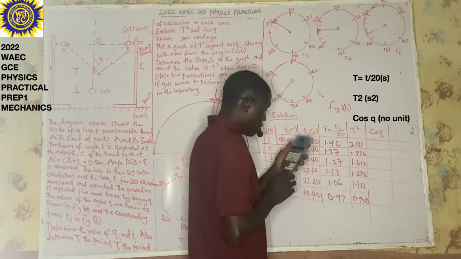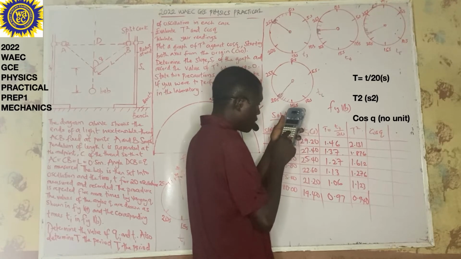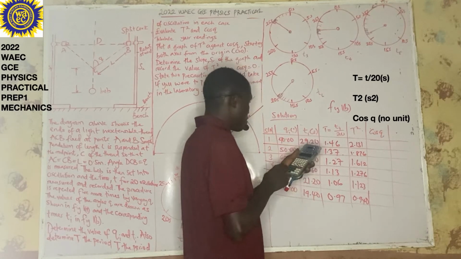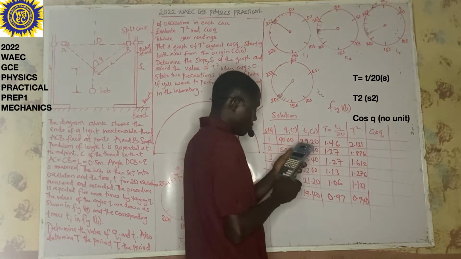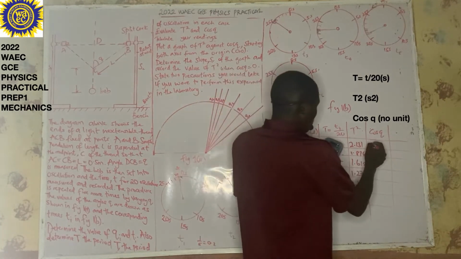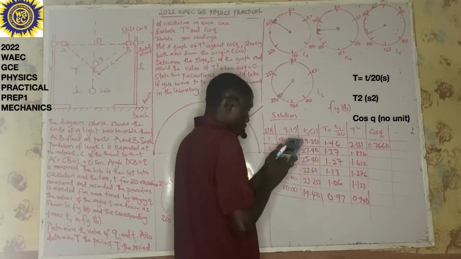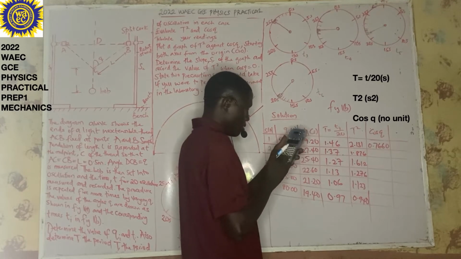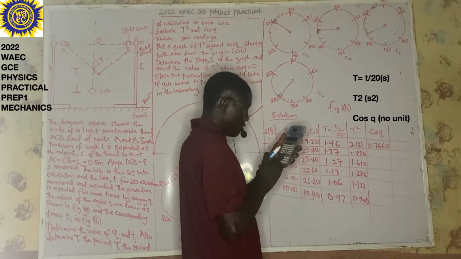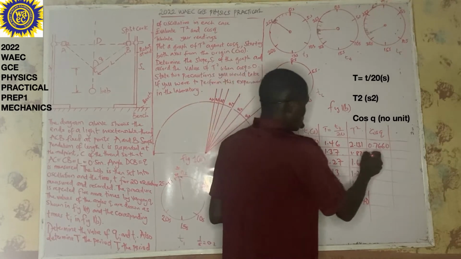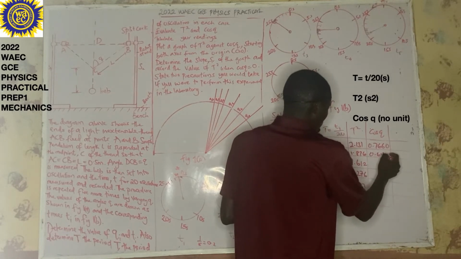Ensure that your angle here, everything here, is in degrees. And look at this, this is cos. The cos of theta here is cos 40. So what's cos 40? To four decimal places it is 0.7660. Cos 50 is 0.6427.